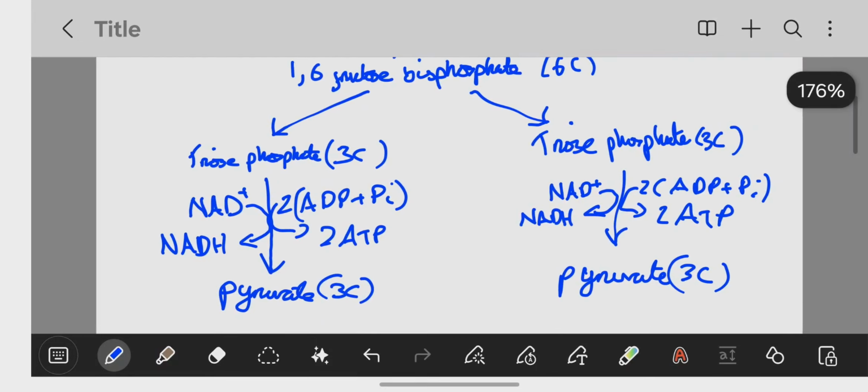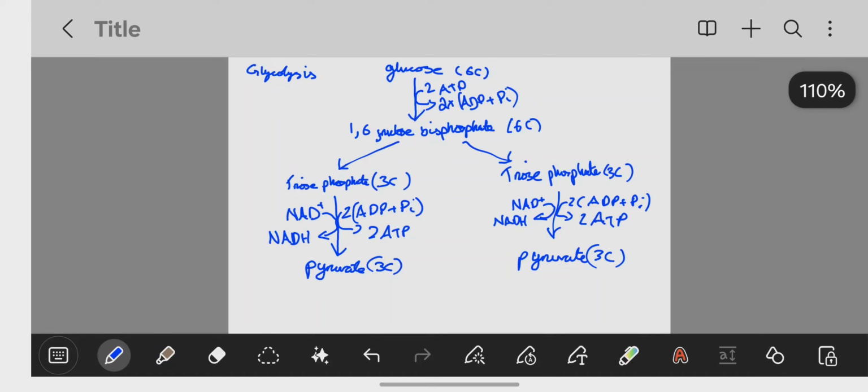You'll notice that overall in glycolysis, we used up 2 ATP. So right now we start at net zero gain of anything. Now we've lost 2 ATP, so we've used energy in glycolysis. But then when you form pyruvate, you'll notice that per molecule of triose phosphate, we also produce 2 ATP.